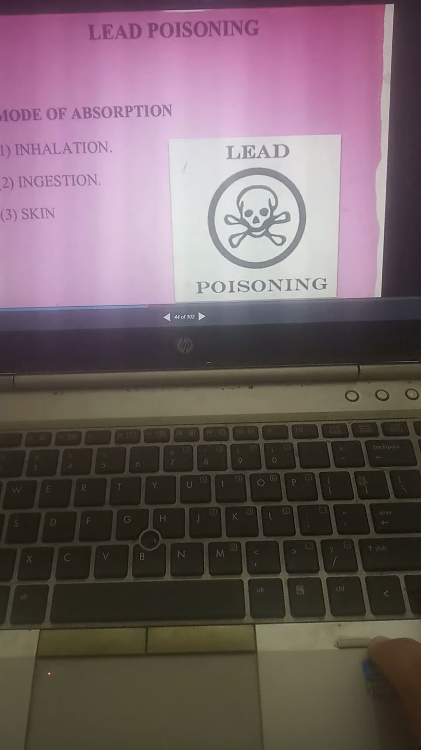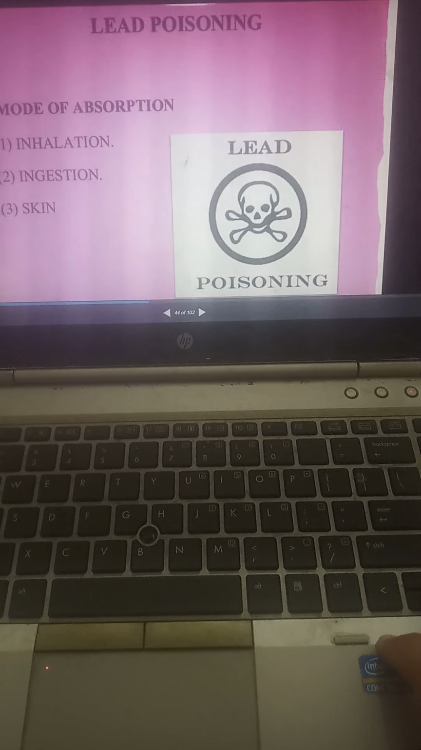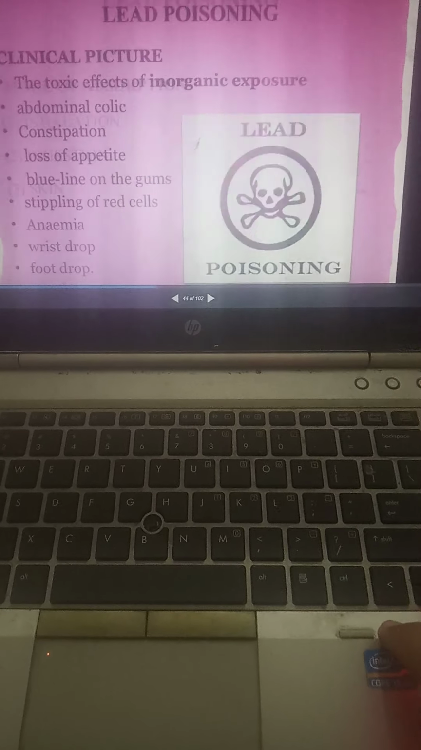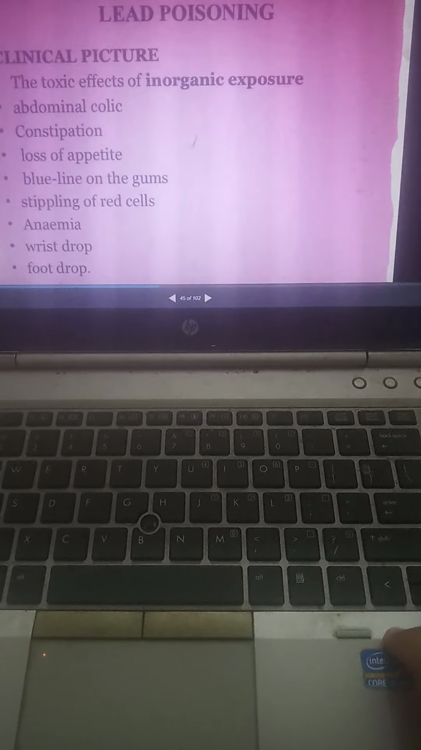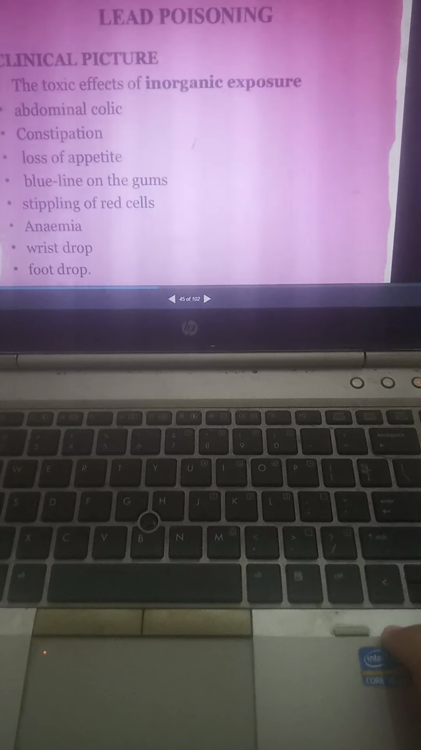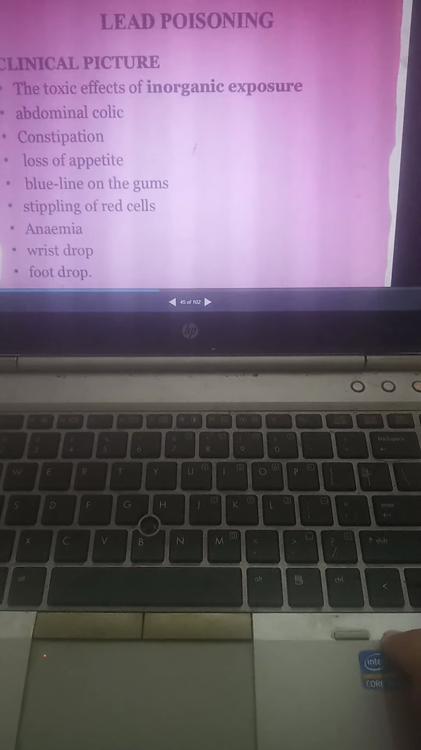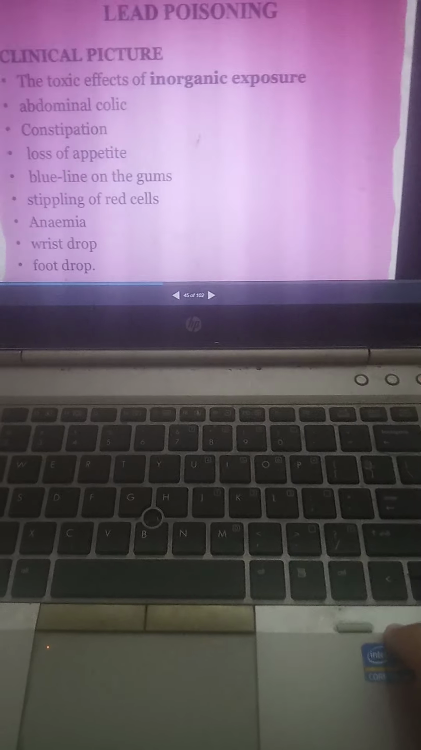There are various modes of absorption. It can be inhaled, it can be ingested, or it can directly be absorbed through the skin. Now, the clinical picture of lead poisoning: the toxic effects of inorganic exposure are abdominal colic, constipation, loss of appetite, blue line on the gums, stippling of red cells, anemia, wrist drop, foot drop, etc.